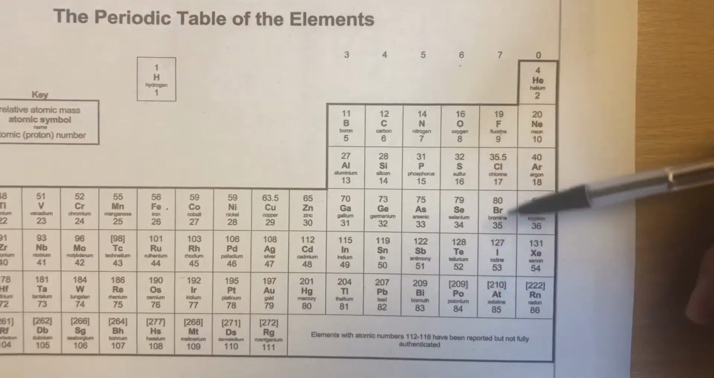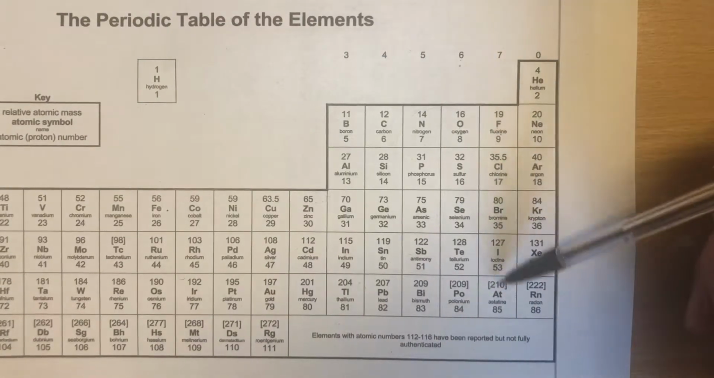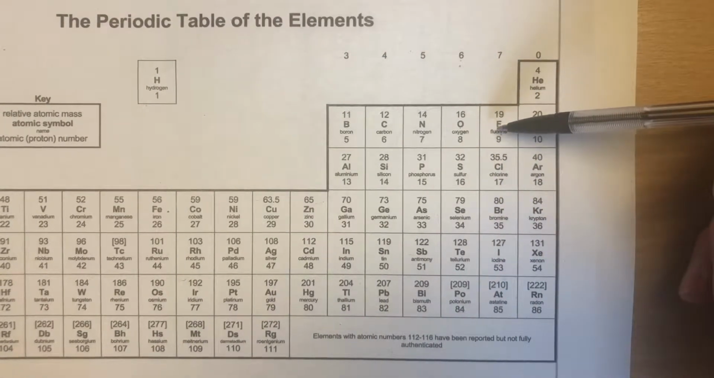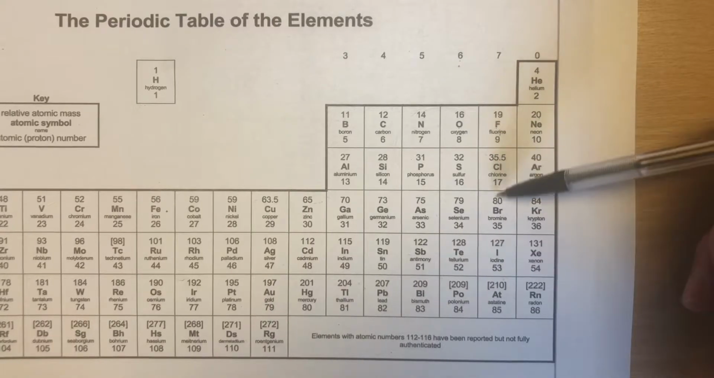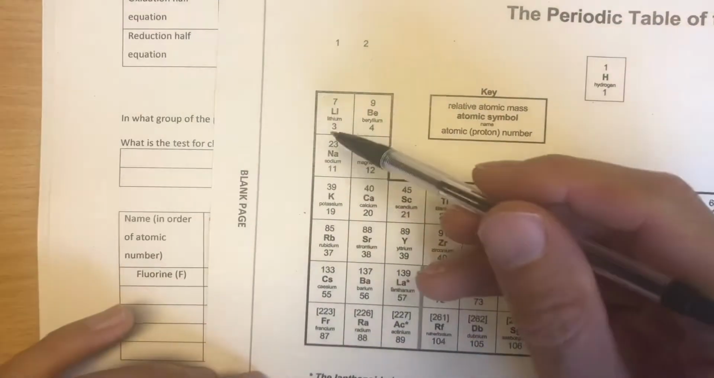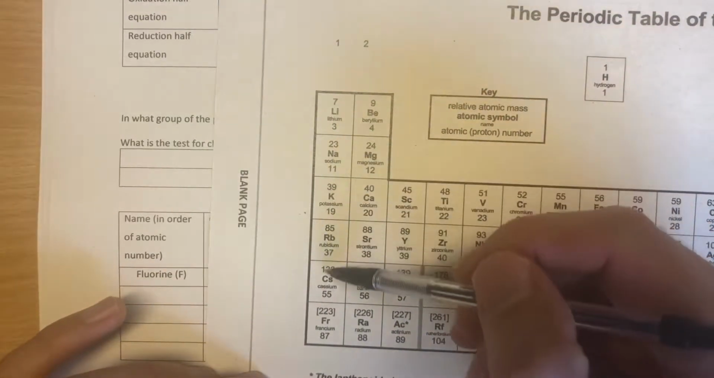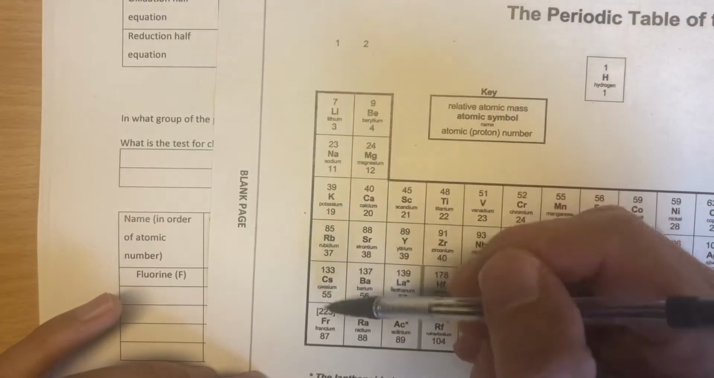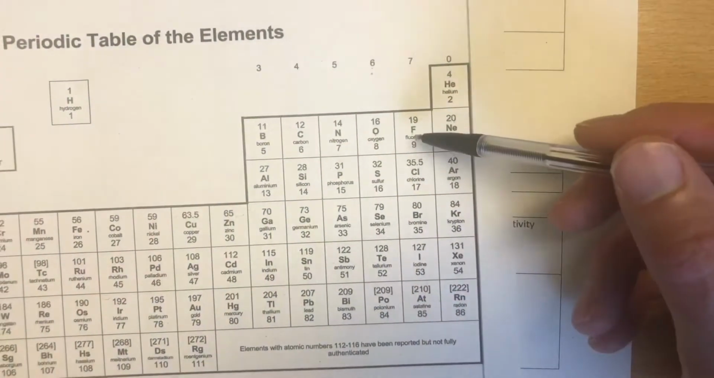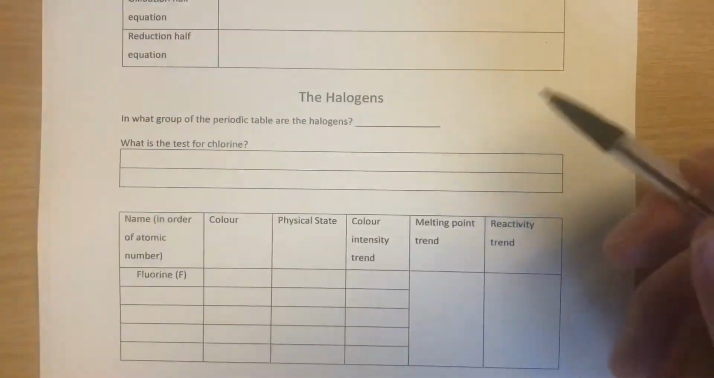This group, they all have 7 electrons in their outer shell, and they are essentially famous for being very, very reactive non-metals. So they're a bit like the alkali metals, group 1, this one here: lithium, sodium, potassium, rubidium, cesium and francium. These are very reactive metals. This is just the same, but non-metals. These are reactive non-metals, group 7, the halogens.